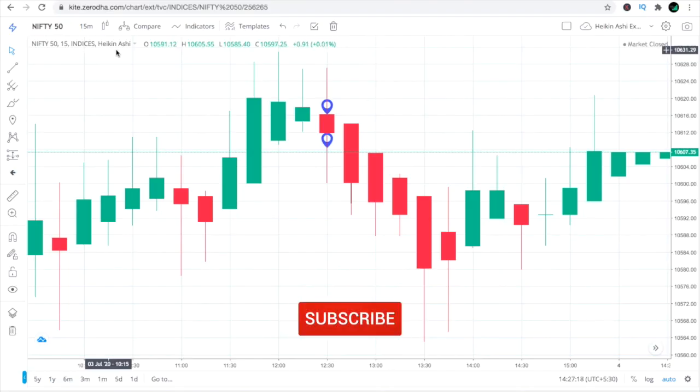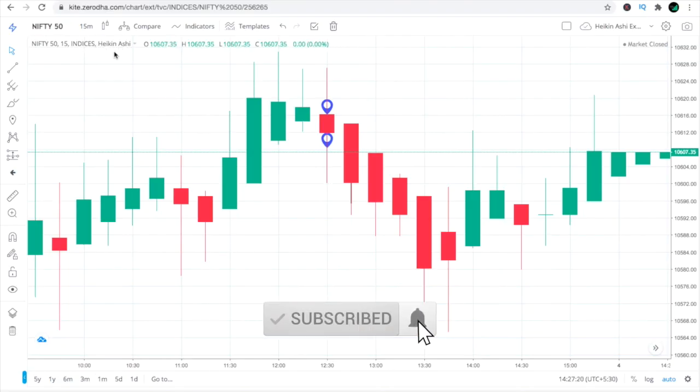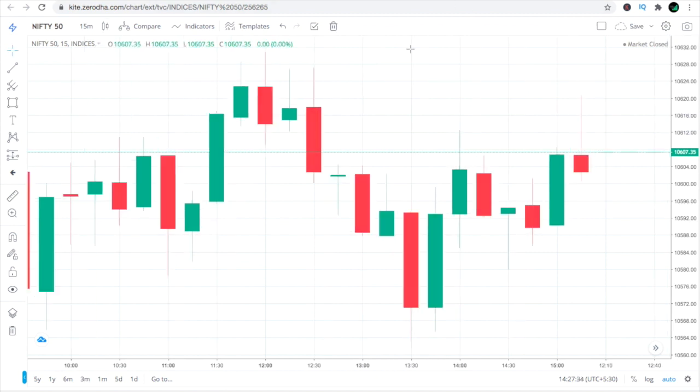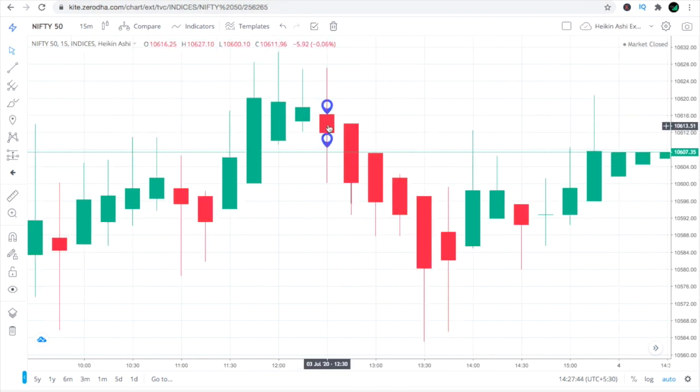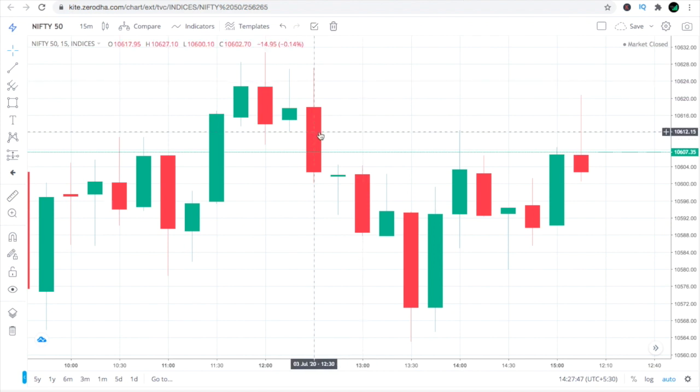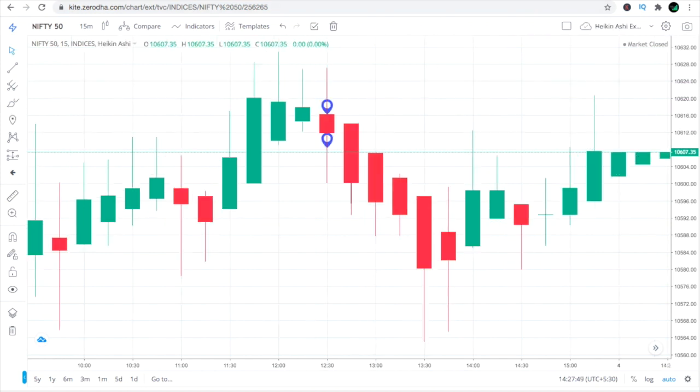So this is the 15-minute chart time frame of Heikin-Ashi on Nifty 50. So we can see that this 12:30 candle's body is smaller in the Heikin-Ashi chart, whereas the 12:30 candle in the candlestick chart is huge. So this is the difference that comes through in a Heikin-Ashi chart and a candlestick chart. So let's see how a Heikin-Ashi chart is calculated.